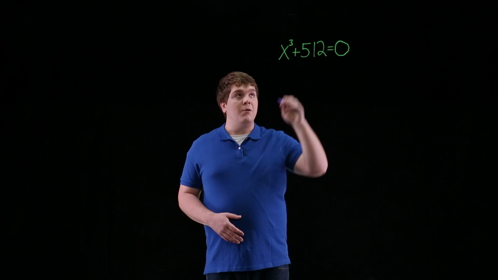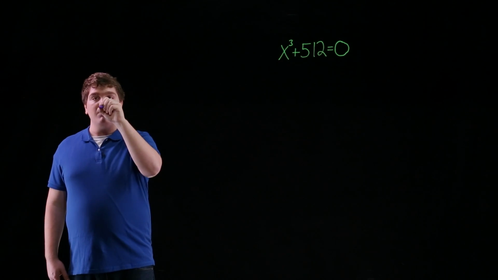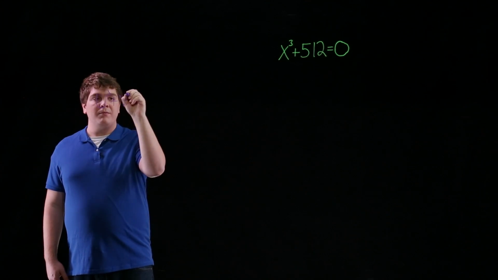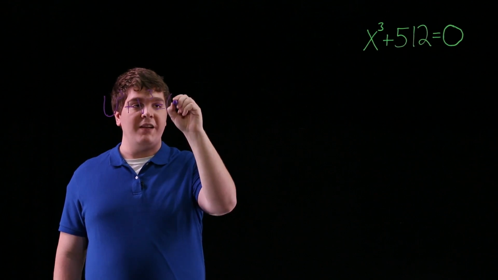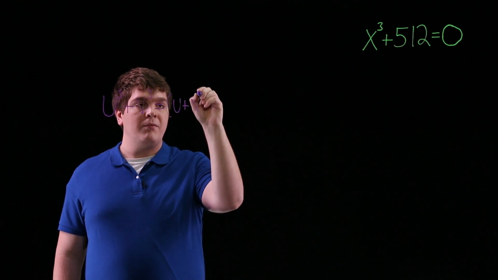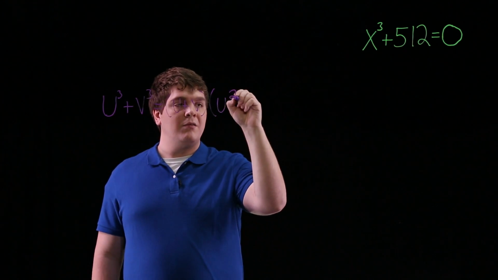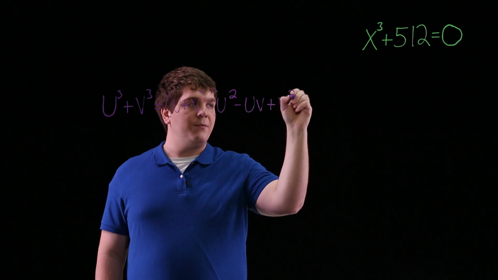So what we want to notice is that x cubed plus 512 resembles the sum of cubes. So let's recall that if we have the sum of cubes, u cubed plus v cubed, we know that this factors into u plus v times u squared minus uv plus v squared.